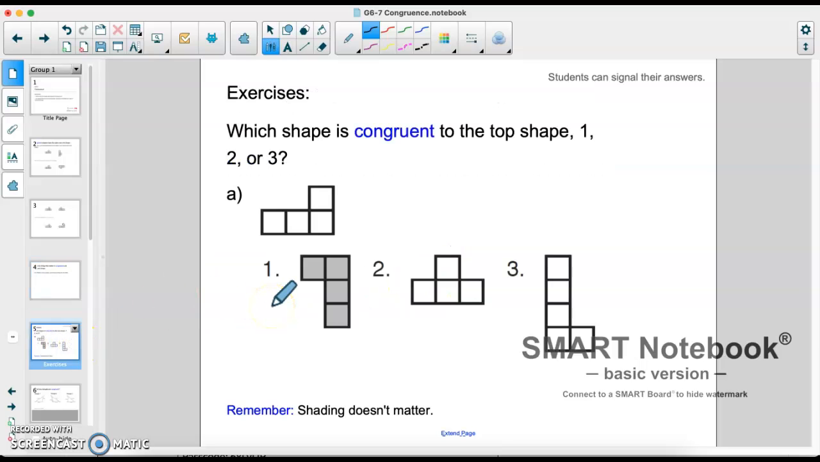So in the shape here, it says which shape is congruent to this shape at the top. We want to know if 1, 2, or 3 is congruent. And let's remember that shading doesn't matter. So we should be able to see that this shape, we'd have to turn it a little bit, but it will fit perfectly onto this shape. This shape doesn't work, and this shape doesn't work either. Okay. It's really easy to see with those little grid paper diagrams what is congruent.